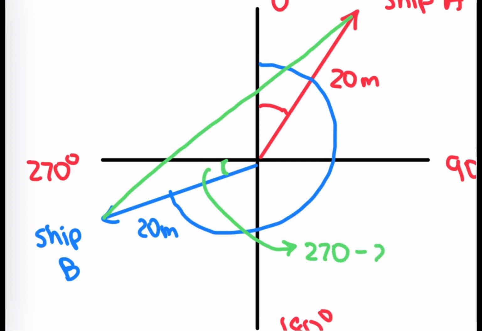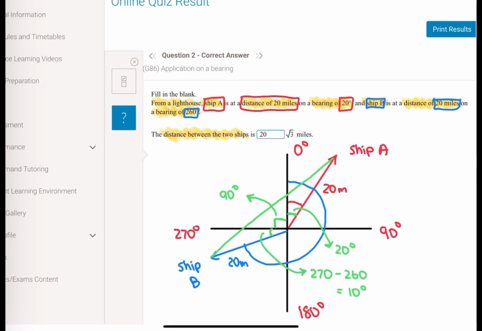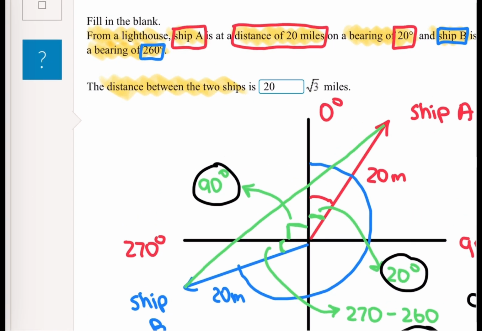270 minus 260, which is the bearing, which will give us 10 degrees. This angle here is a right angle, so we automatically know this is 90 degrees. And this one over here, we already know is 20 degrees. Now we're going to add all of these up: the 10 degrees, the 20 degrees and the 90 degrees. 90 plus 20 plus 10 gives us 120. So now we know that this whole angle is 120 degrees.